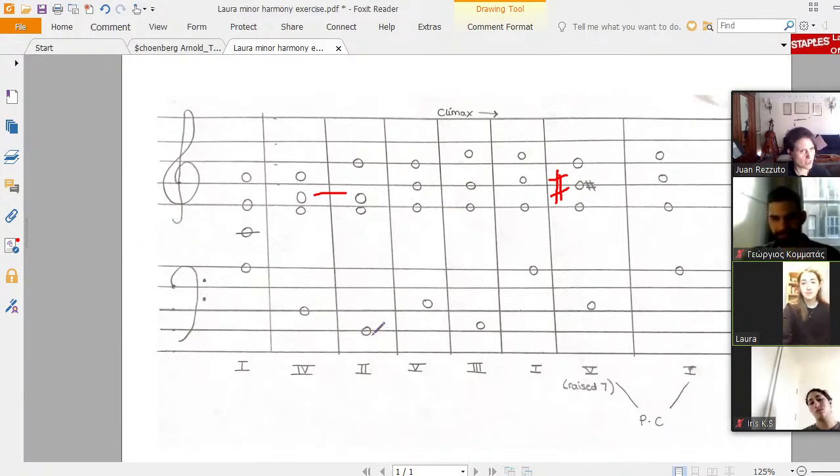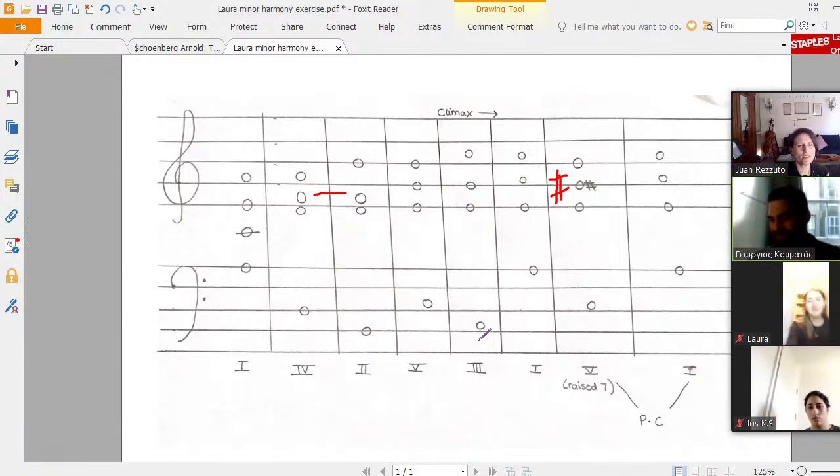Does someone have something to say about this? Otherwise it's very well done, Laura. Did we have to finish with the soprano singing the third, is that okay? Because I tried not to do that. If I knew I could do that, it would make my life simpler.